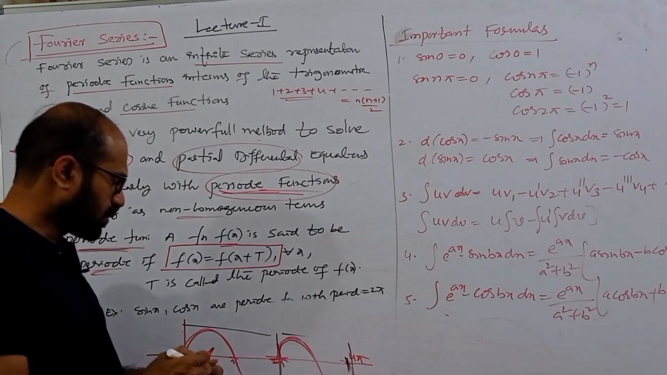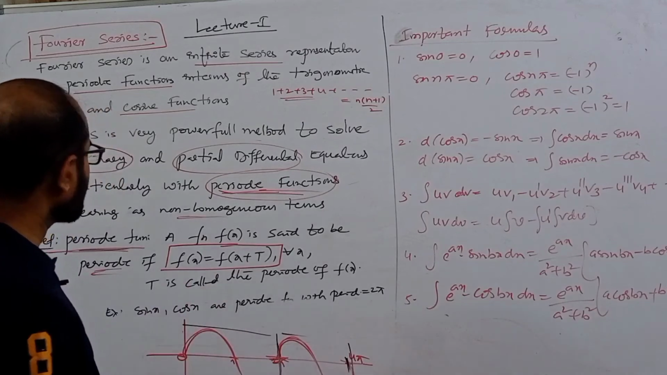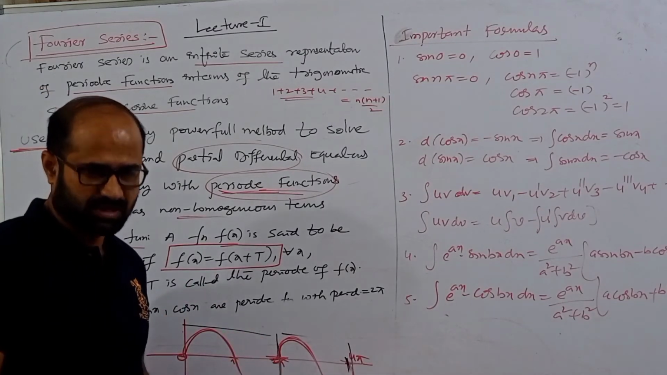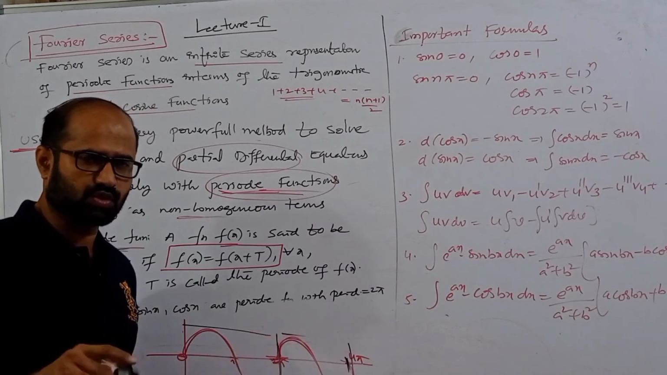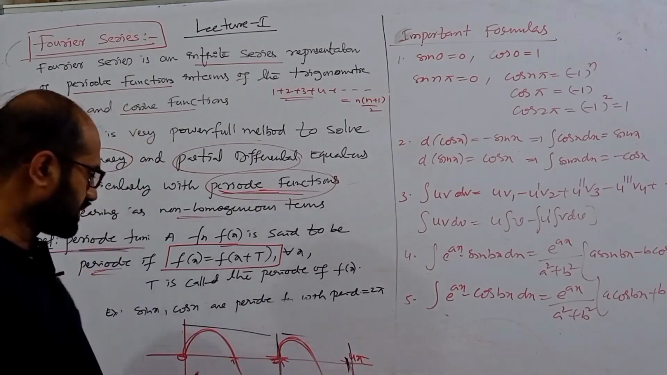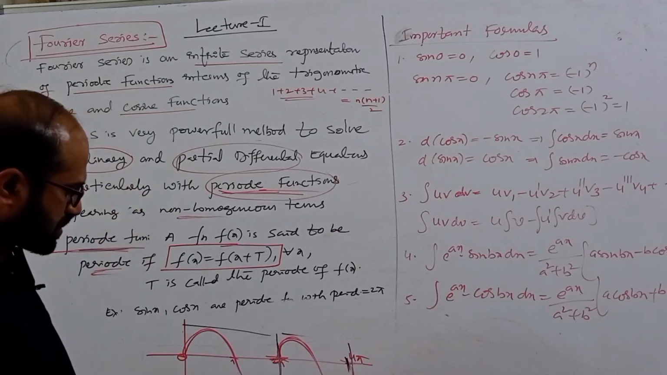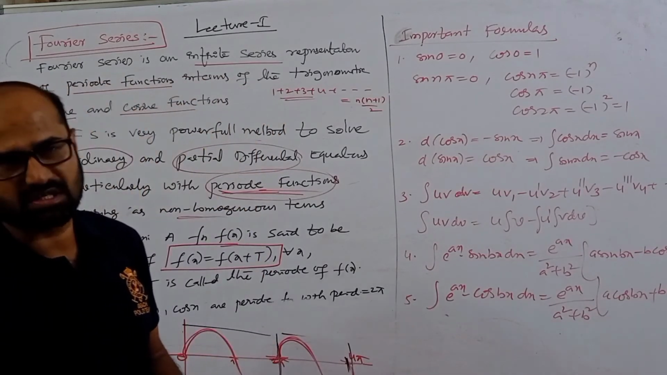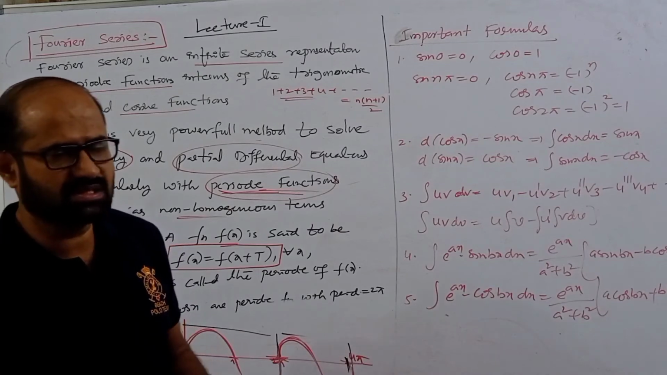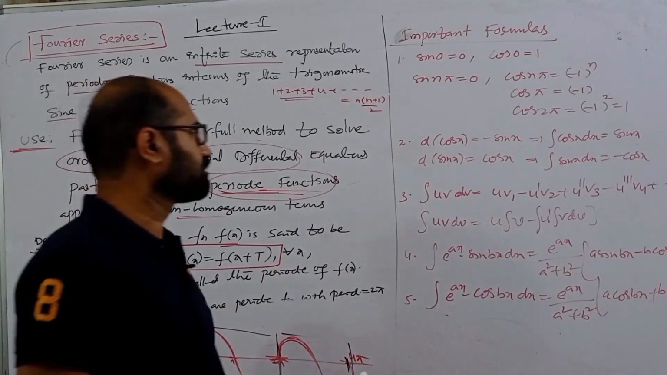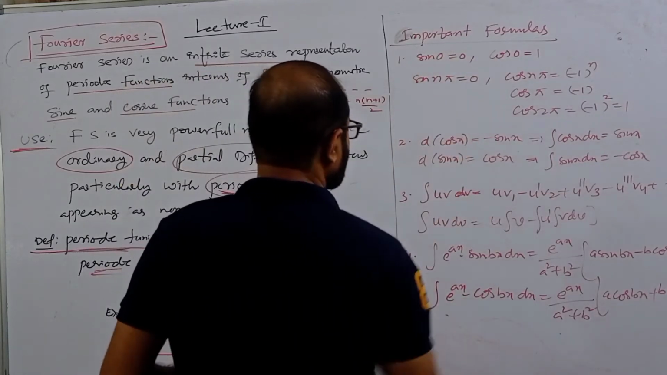Right. Now, to express any function f of x, let us suppose x square or pi minus x, whatever it may be, as a Fourier series, we need some important formulas, the basic formulas. You can easily understand, already you know that. Just once let us repeat.